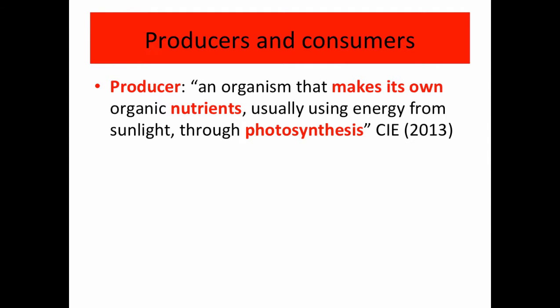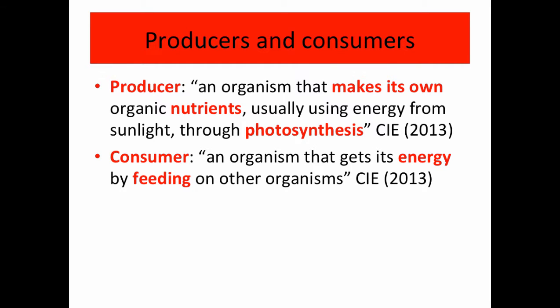Next thing, producers and consumers. Again, a recap from Key Stage 3. So, a producer is an organism that makes its own organic nutrients. This type of organism does not need to eat, it actually makes its own food, normally using energy from the sun through the process of photosynthesis. So plants are producers.